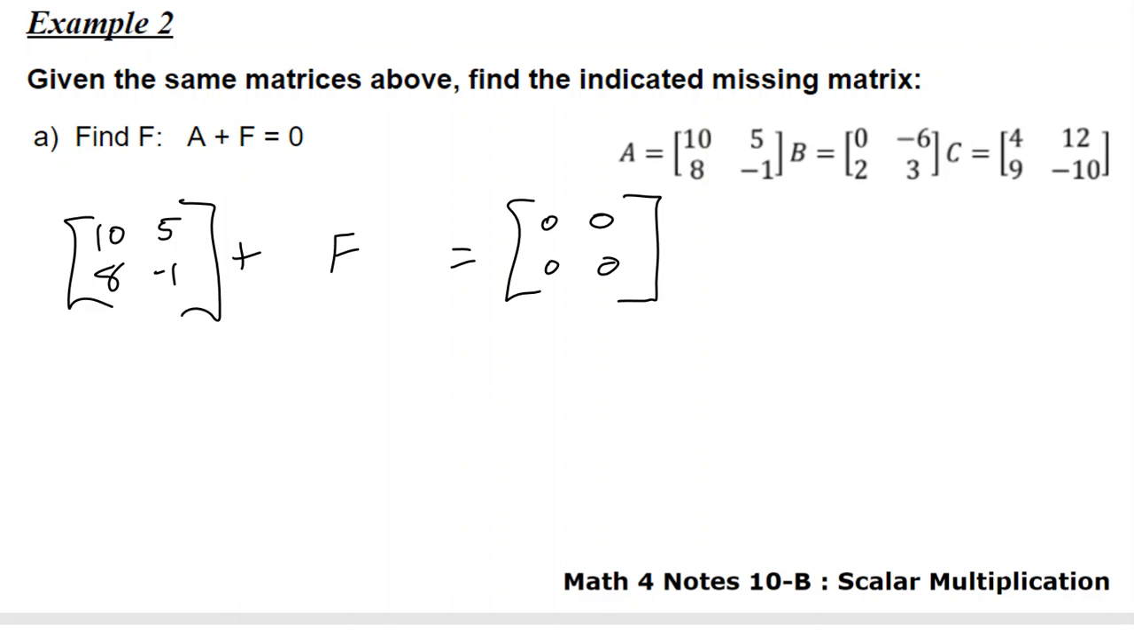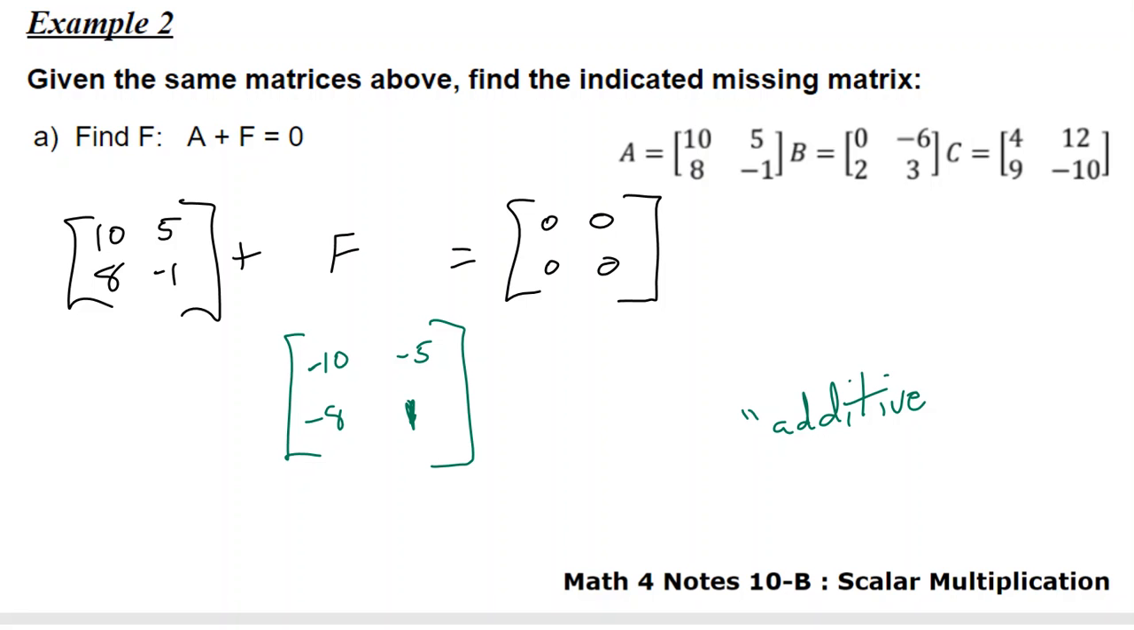And I mean, we're talking about additive inverse here. Basically F is going to be negative 10 and negative 5 and negative 8 and positive 1. If you combine A plus this guy, you're going to wind up with a zero matrix. And that's all we're doing. We're talking about the additive identity here, or not the identity, the additive inverse, excuse me. Now, when we get to the multiplicative inverse, it's going to get a little more complicated. But right now, it stays easy.